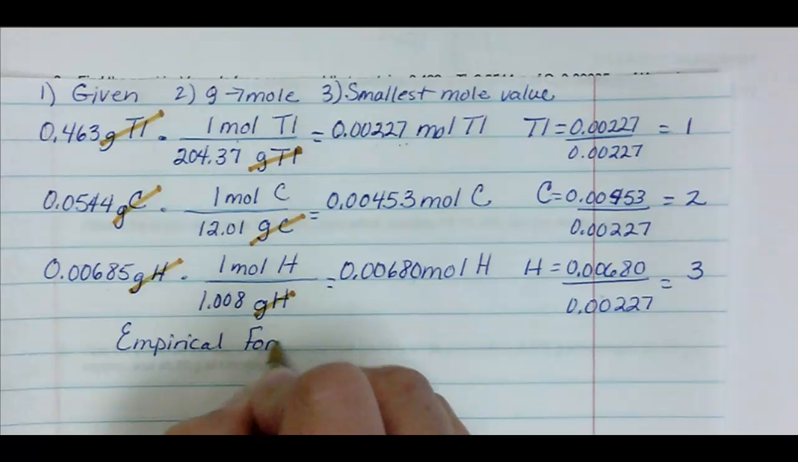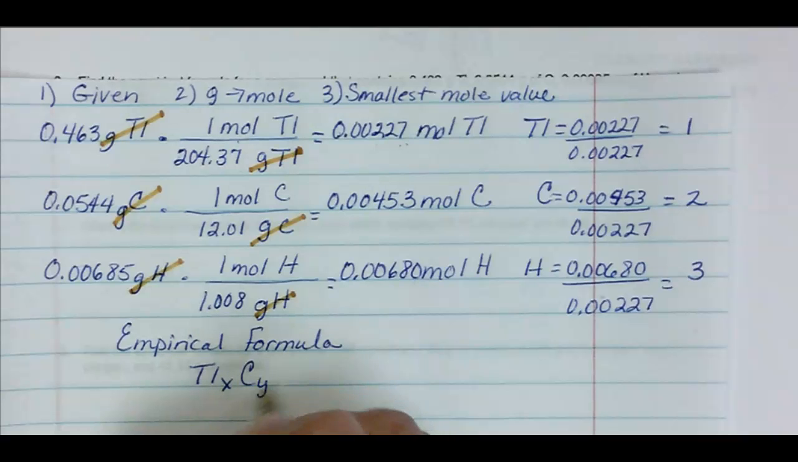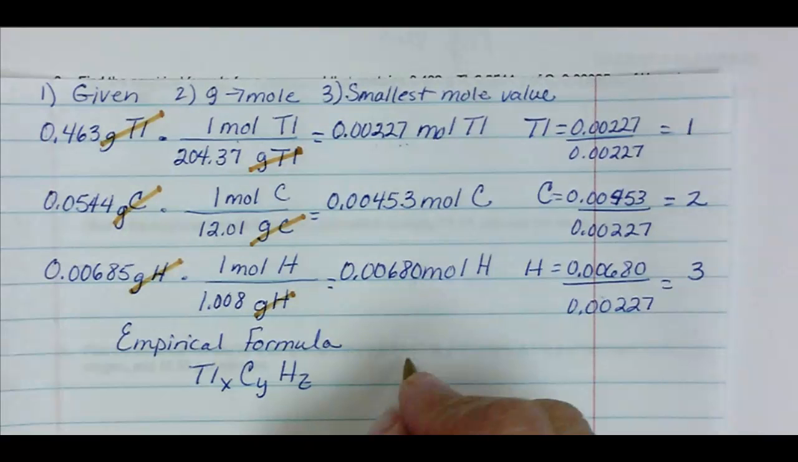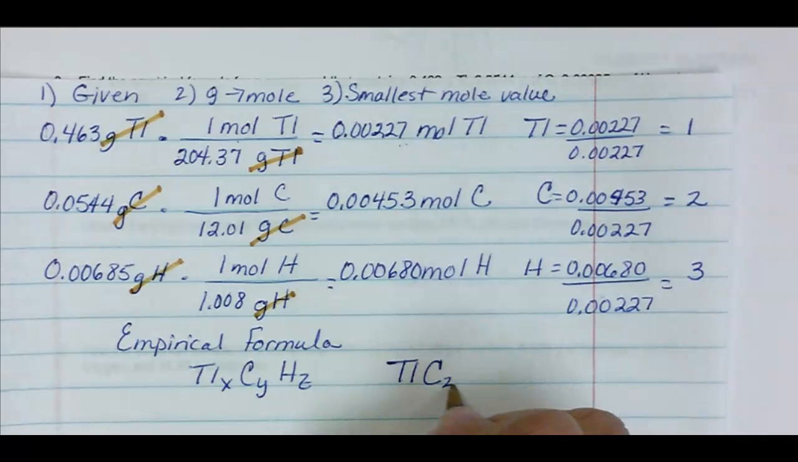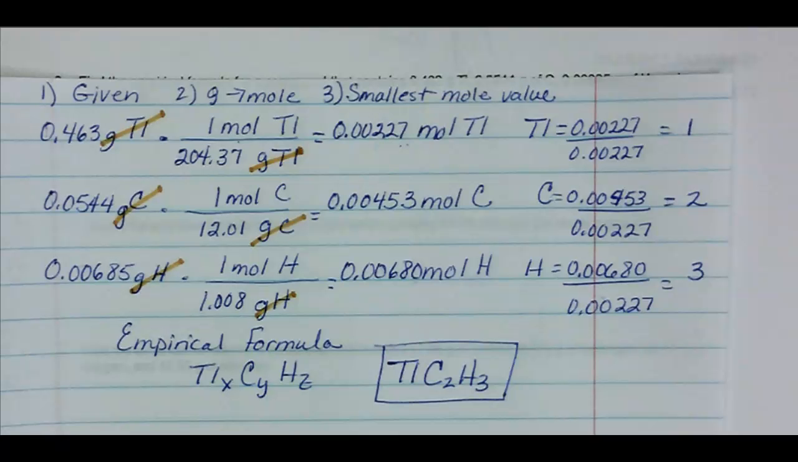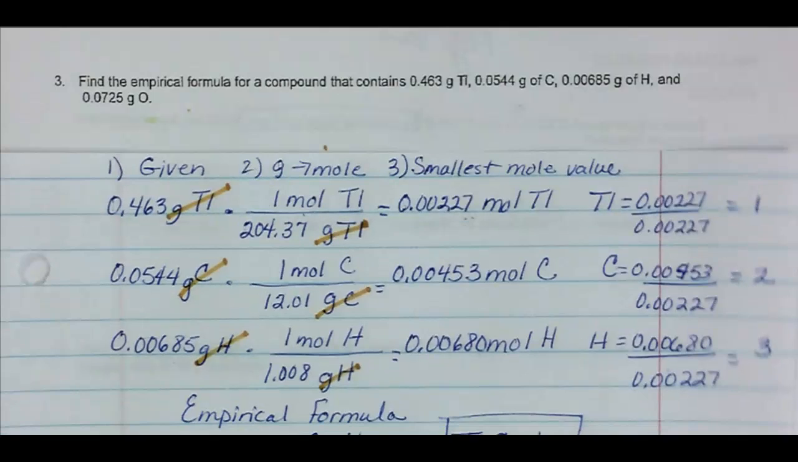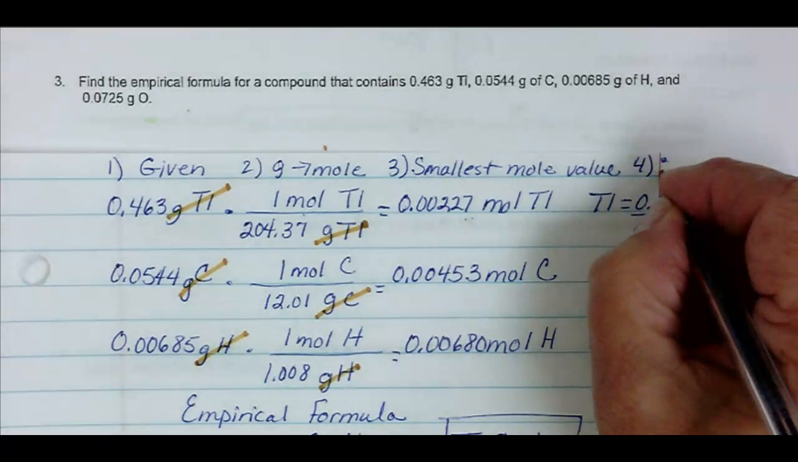Okay. So when I come to write my empirical formula, again, what I was looking for was what X, Y, and Z values go here. And I found them to be C 1, so I don't need to put anything there, C2H3, okay? And that would be my final answer. So that would be question number 3, the final answer. So again, let's put that here, divide by smallest.